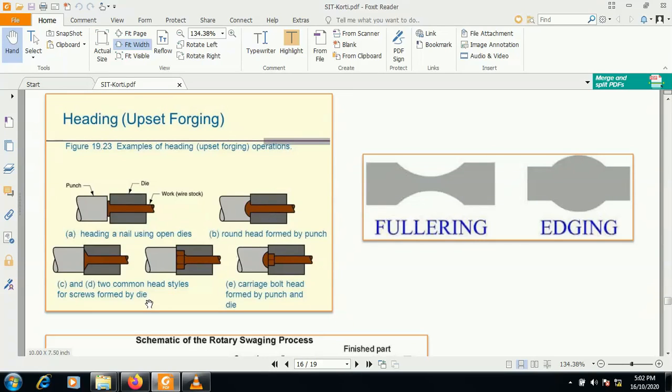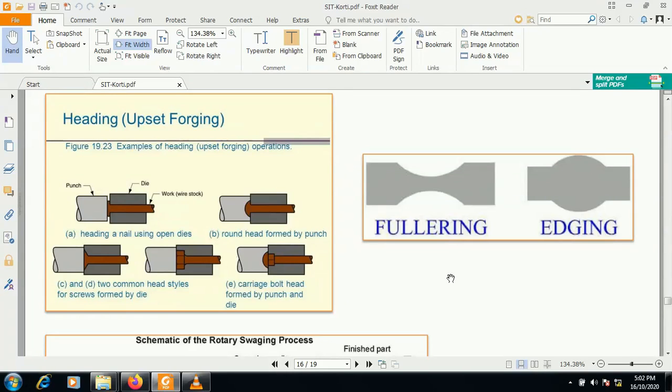Now these are the common shapes for the head of the screw. This is the C and D portion. These are the common heads used for making the screws. Now the last figure, figure number 5, is the carriage bolt, and this is formed by using the punch. Here again a punch with some design is required, and the carriage bolt head is manufactured by using this type of punch design.